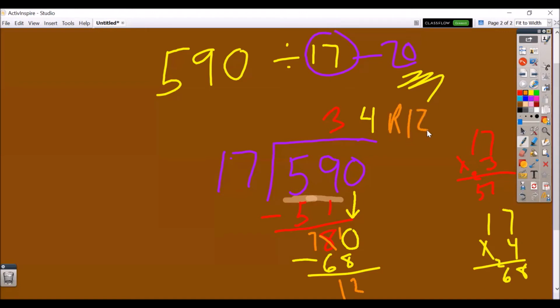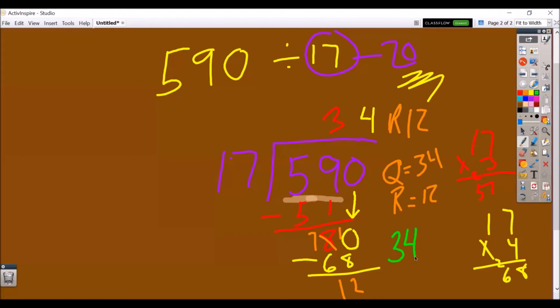34 with a remainder of 12. Q equals 34. R equals 12. And because I like to push you guys and teach you like mathematicians and not as fifth grade students, I'd like you to represent it as a fraction.